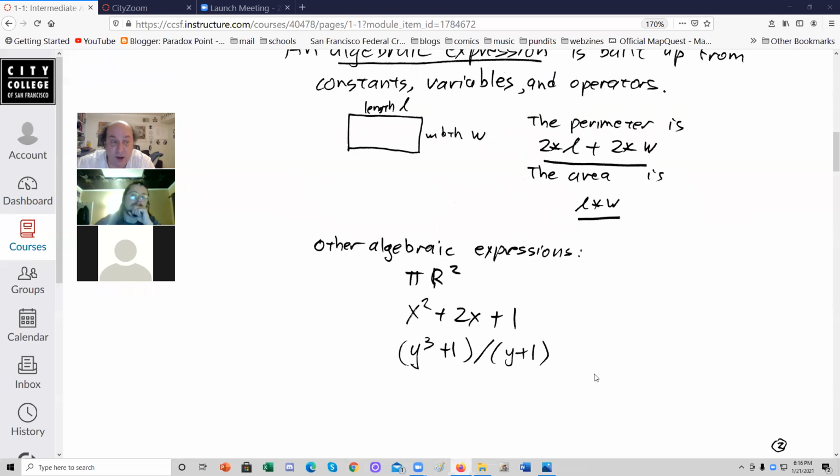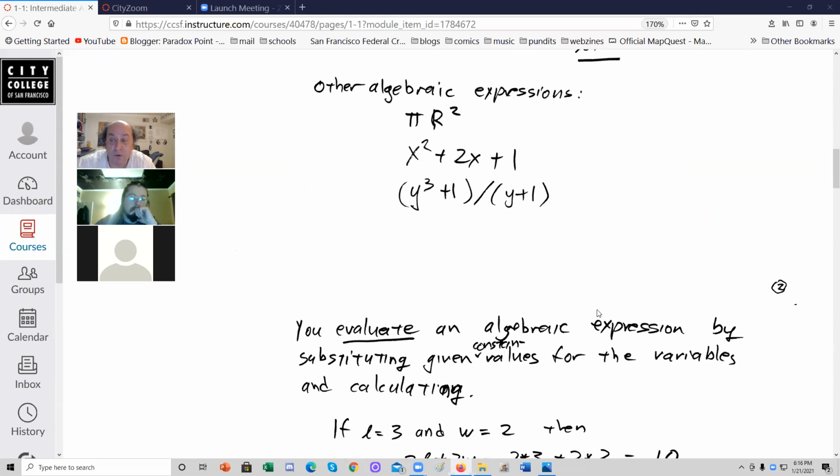Here are some other algebraic expressions. Pi r squared, that's the area of the circle with radius r. x squared plus 2x plus 1. y cubed plus 1 divided by y plus 1, and so on. And again, potentially infinitely many others. You evaluate an expression by substituting constant values for the variables and calculating.